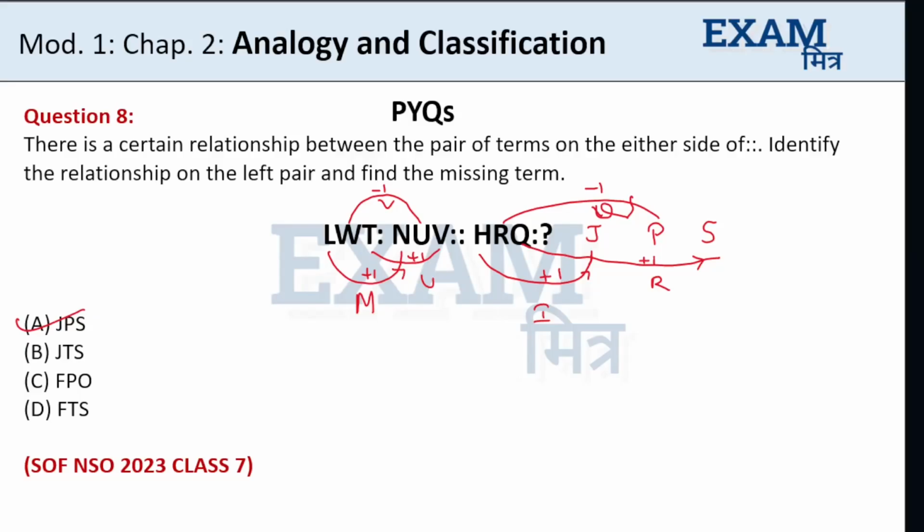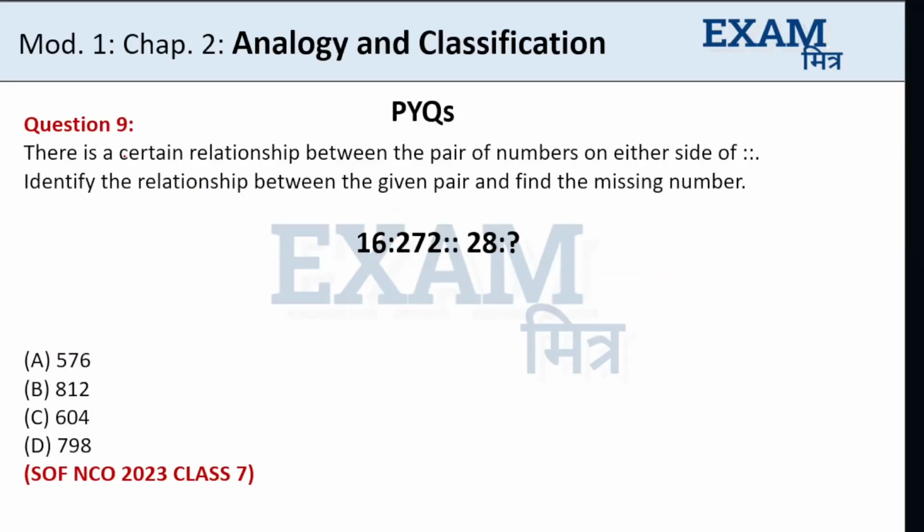Let's move to the next question. Question number 9. We need to find the relationship between these two and then establish the same relationship with these two. Now see this. How are these two numbers related? It is very close to 16 square, because what is 16 square? 16 square is 256. And if I add 16 with this 256, I am getting 272. That means the second number is the sum of the square of the first number and itself.